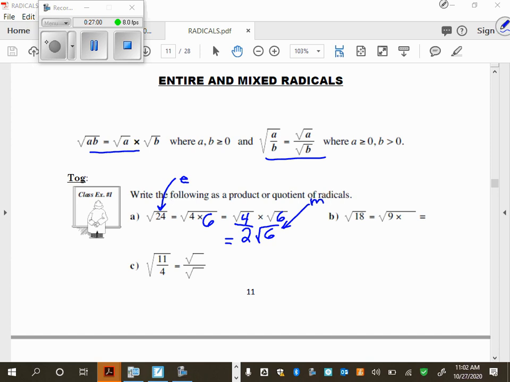18 is radical 9 times 2, which can be broken up into radical 9 times radical 2. And then the square root of 9 equals the number 3. We're going to turn square roots into numbers. Okay, perfect squares. You can hear me say perfect squares many, many times in the next week plus.